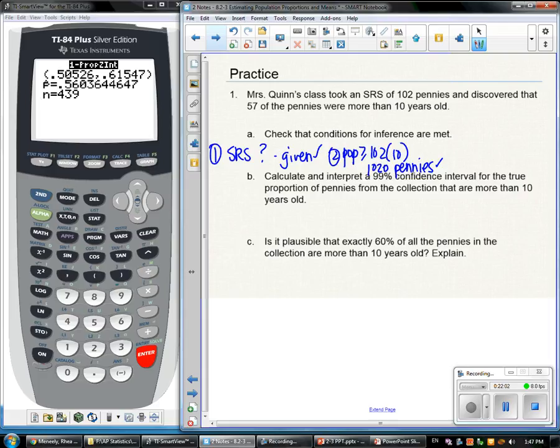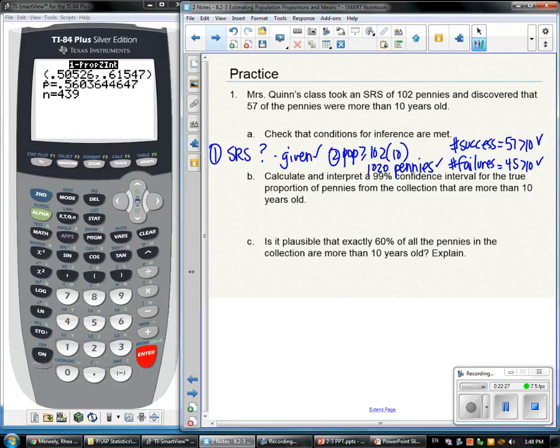And we already know how many successes there were. The number of successes is 57, and that's more than 10. And that means my number of failures, if I had 102 pennies, is 45 failures, which is also more than 10. So that condition is met as well.